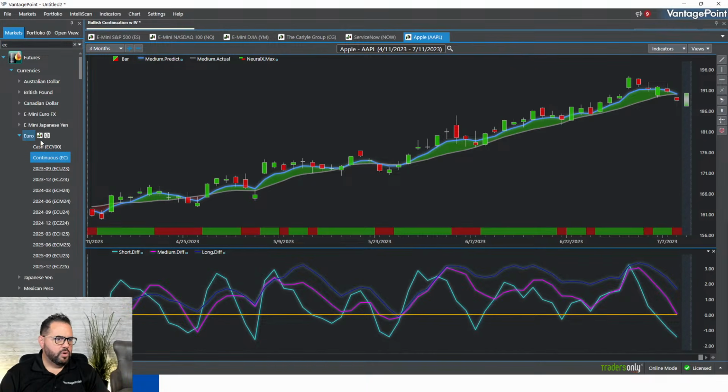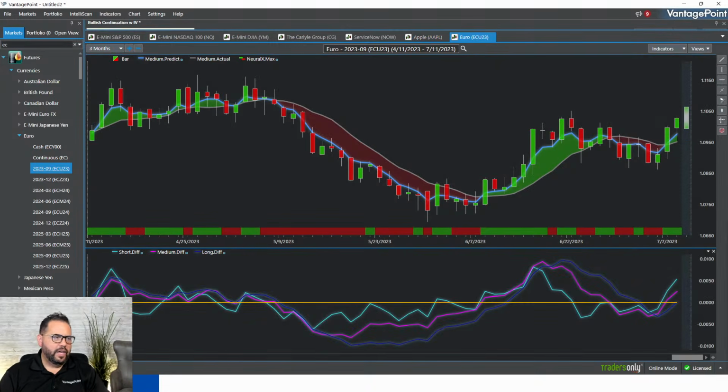Because I have the euro here, and we can certainly take a look at the euro itself in the futures market. VantagePoint is certainly capable of forecasting trends in the futures markets as well. And I think you can see that on the screen, and it forecasts it with incredible accuracy. So if you've got some questions, or maybe there's a different market that you want to take a look at, you can let me know that as well.